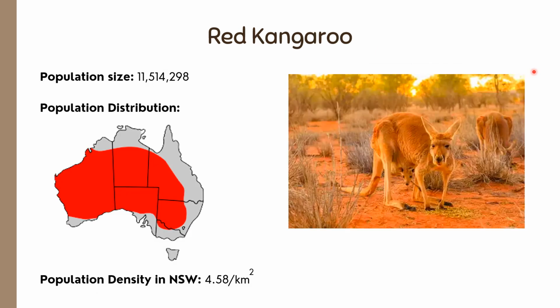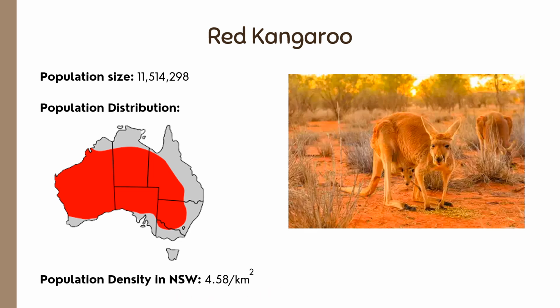To sum it all up, here is an example of the red kangaroo. So we can look at the population size, which is over 11 million in Australia. We've got a map of the population distribution. And then if we look at the density in New South Wales, for example, it would be 4.58 red kangaroos per kilometre squared.